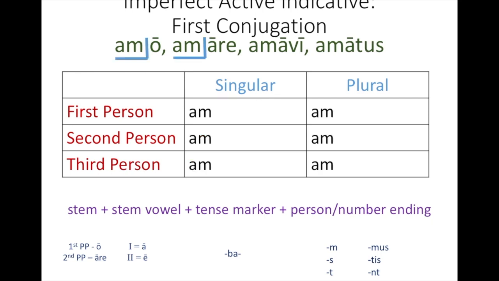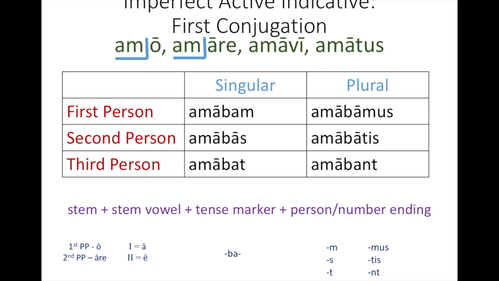First, you start with the stem. Remember, you get the stem from the first principal part by removing the o, or from the second principal part by removing the long are. So, am. Then you add the stem vowel. For first conjugation, that's an a, so ama. And then you add our tense marker, ba. This is true for first, second, and third person of both singular and plural. And then you add your person and number endings, m, s, t, mus, tis, nt.